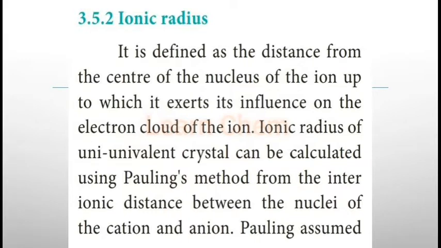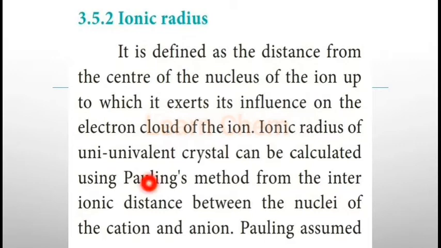Next, what about the ionic radius? We have already learned how to determine the atomic radius, isn't it? But the ionic radii are very different from the atomic radii because the size decreases. So how can we calculate the ionic radius? The ionic radius is defined as the distance from the center of the nucleus of the ion up to which it exerts its influence on the electron cloud of the ion. Okay, so we have to calculate in a different manner, applying different steps and measures.